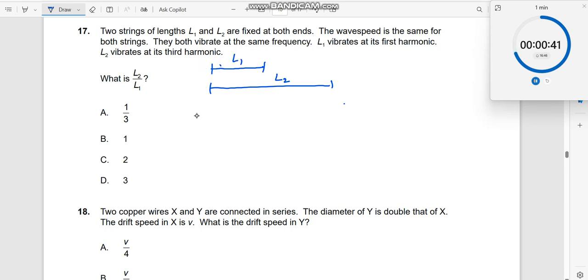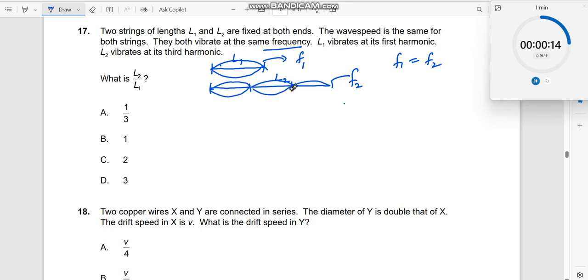Okay, same wave is being sent. They both vibrate at the same frequency, which means the frequency with which this vibrates is F. Let us say this is F1 and this is F2, then F1 is equal to F2. That's what it says. L1 vibrates in the first harmonic, while L2 vibrates in the third harmonic. Third harmonic should be somewhere over here. Okay, so this should be your third harmonic, right?